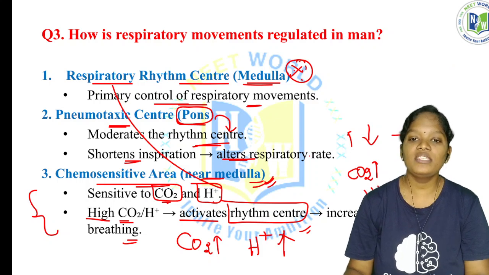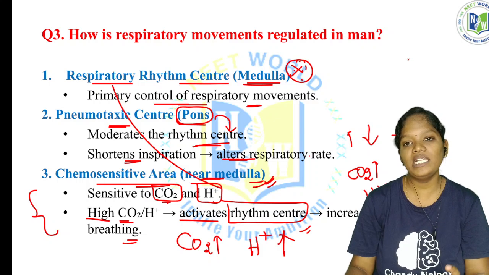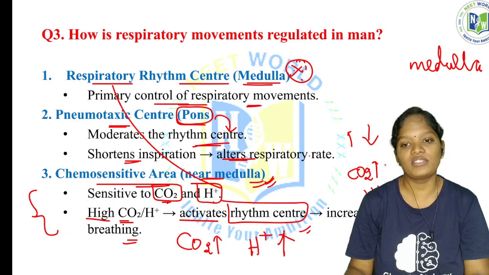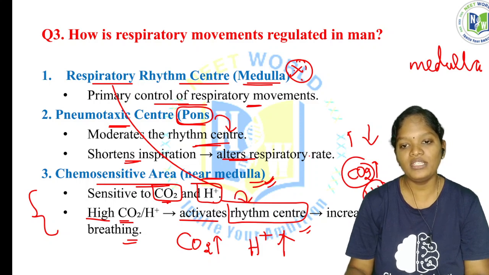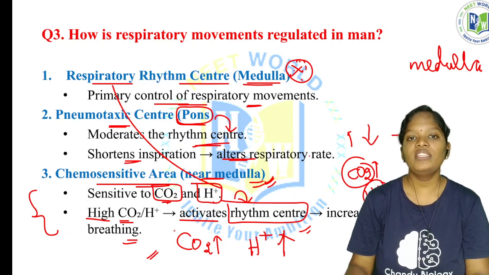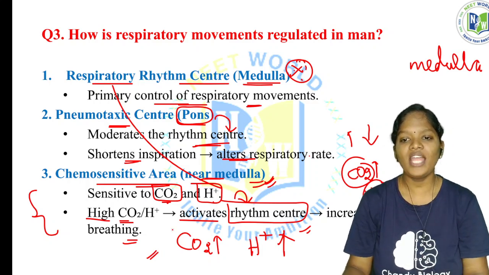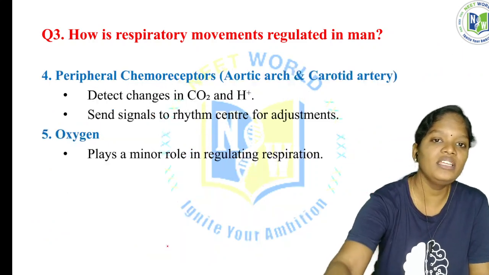And the chemosensitive area, which is located in the medulla, is more sensitive to carbon dioxide and H plus. Okay, they are sensitive to the carbon dioxide and the H plus. They are the ones activating the rhythm center. They are increasing the rate and depth of the breathing. Whether we have to inhale for a very long or very short duration will be decided by this chemosensitive area, again present near the medulla.